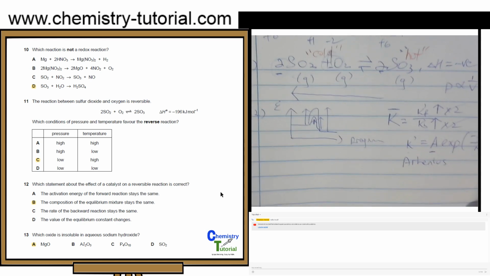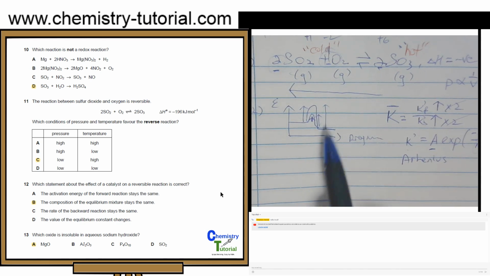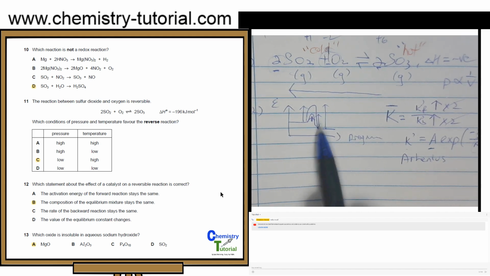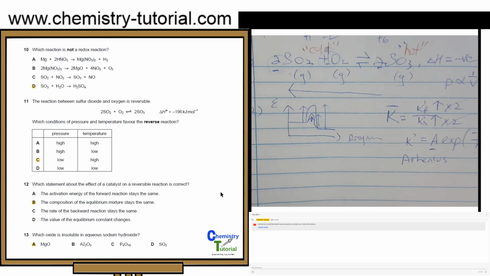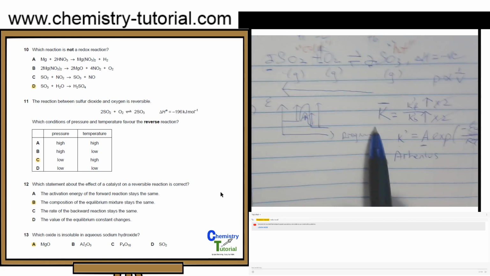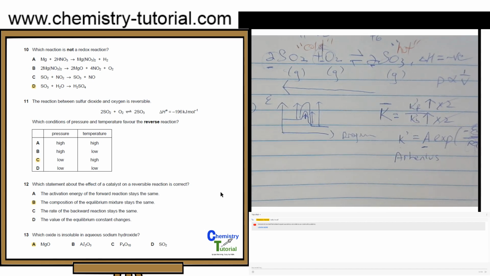Now, option C, the rate of the backward reaction stays the same. As I mentioned earlier, when you introduce a catalyst, both your forward rate and the backward rate will increase by the same extent. So C is not correct. The value of the equilibrium constant changes, that's also not correct, because the equilibrium constant is a ratio of the forward rate constant over the backward rate constant.